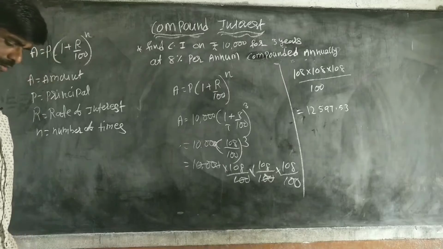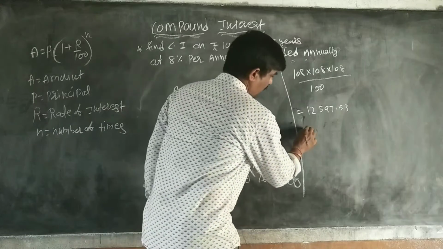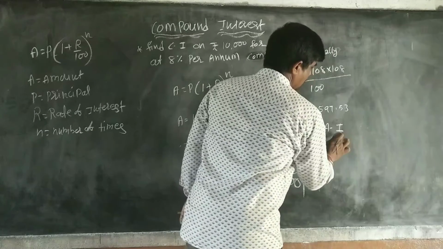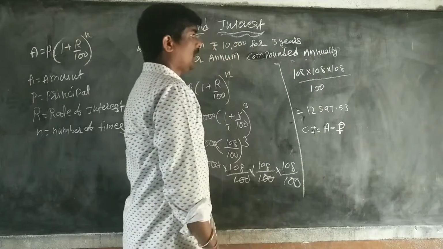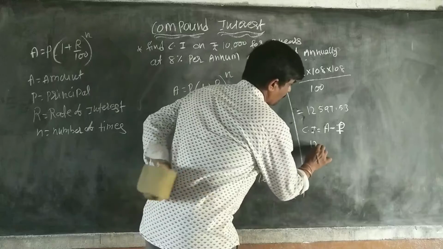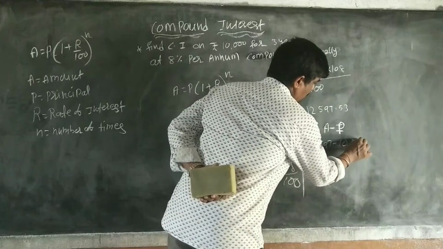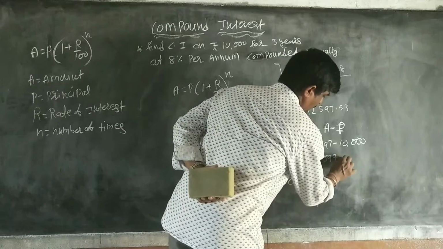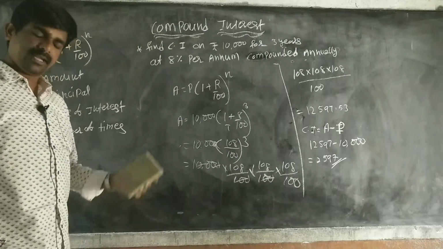Now we have to find the interest. Compound interest I is equal to A minus P, amount minus principal. 12,597 minus 10,000. Subtraction gives 2,597. This is the compound interest. Okay, copy it.